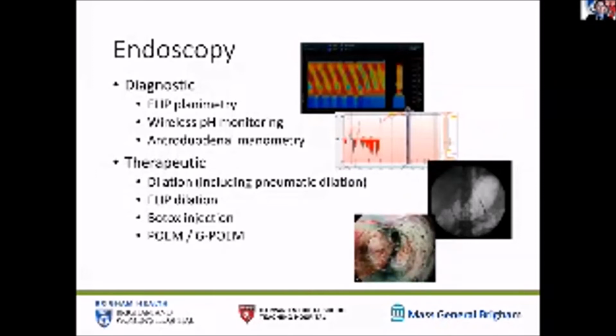POEM, which is peroral endoscopic myotomy, involves endoscopically tunneling into the muscular layer and performing a myotomy of the lower esophageal sphincter. It has been shown to be effective in treating achalasia. A variation of that, called G-POEM, involves tunneling into the pylorus and doing a myotomy of the pylorus. These have been shown to potentially be useful for a subset of gastroparesis patients, although more data is needed.